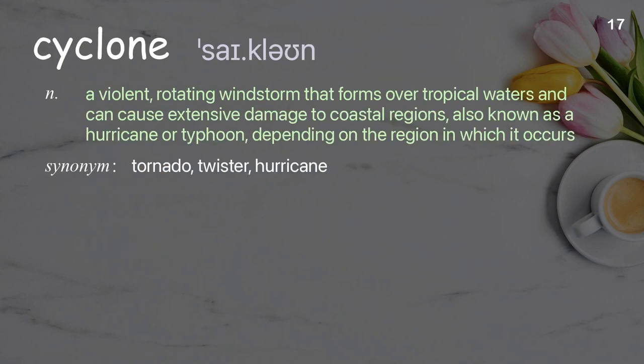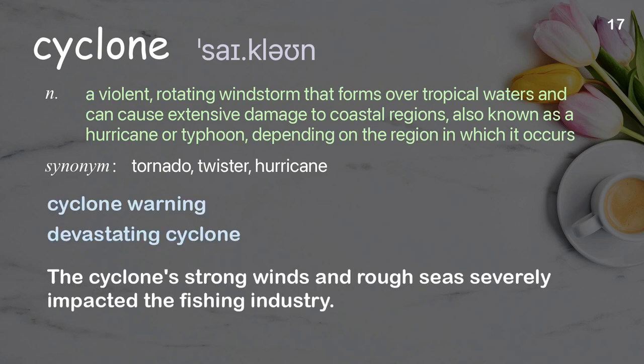Cyclone. A violent, rotating windstorm that forms over tropical waters and can cause extensive damage to coastal regions, also known as a hurricane or typhoon, depending on the region in which it occurs. Examples. Cyclone warning. Devastating cyclone. The cyclone's strong winds and rough seas severely impacted the fishing industry.